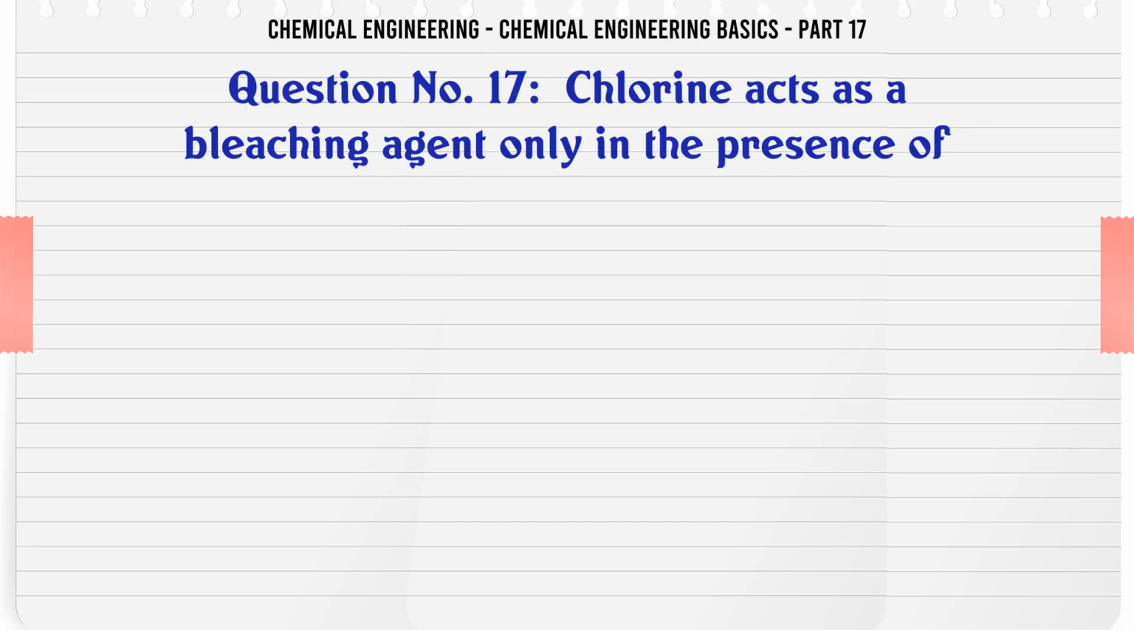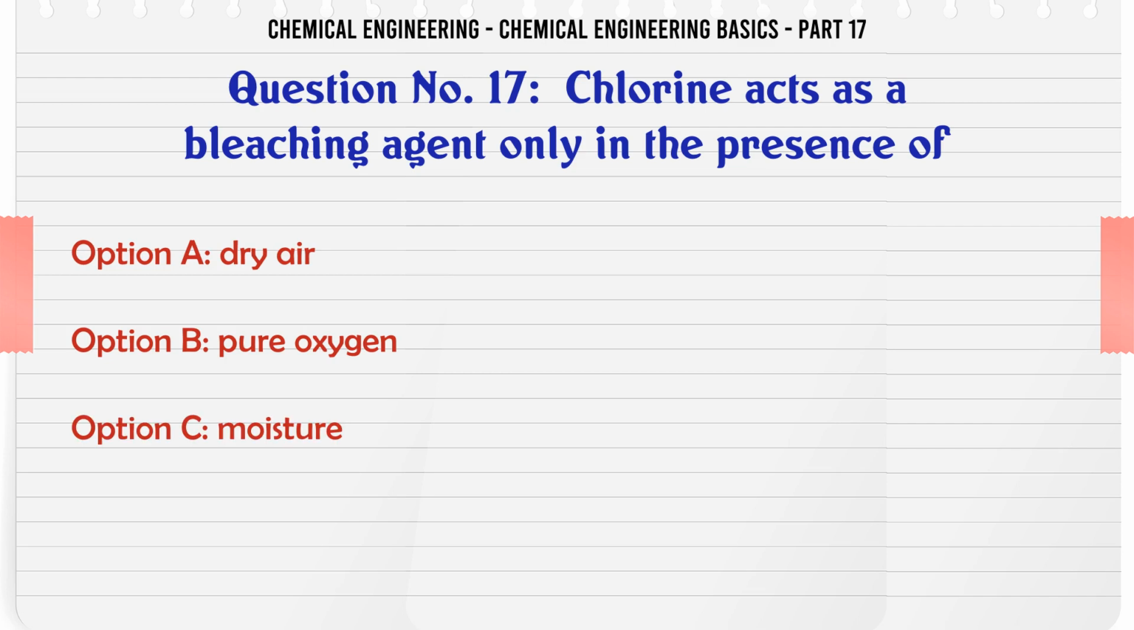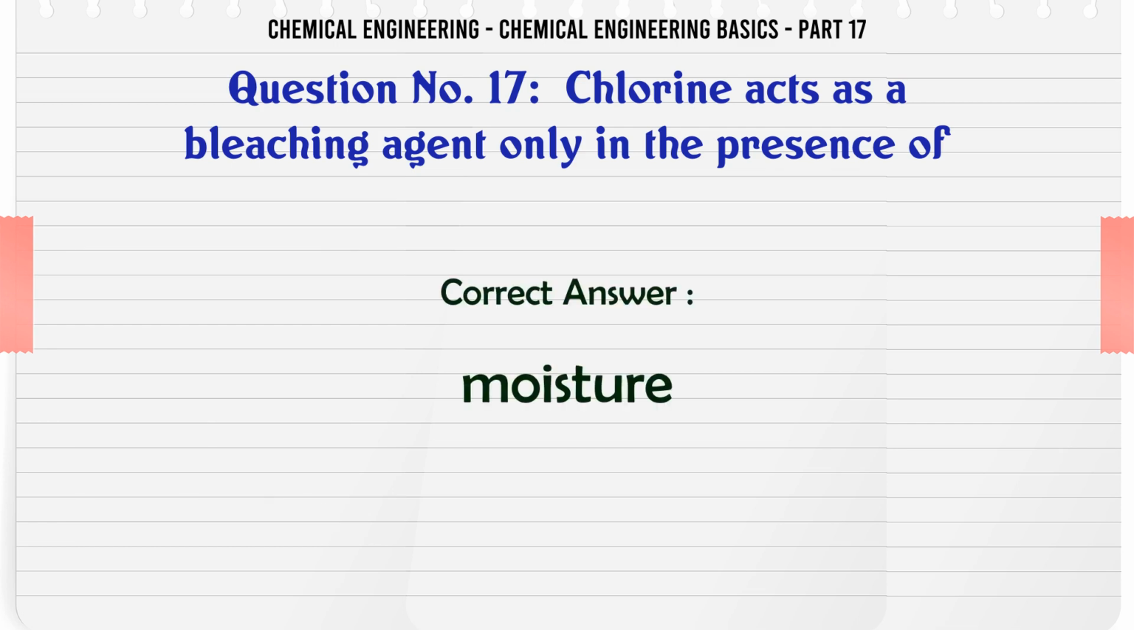Chlorine acts as a bleaching agent only in the presence of A. Dry air, B. Pure oxygen, C. Moisture, D. Sunlight. The correct answer is moisture.